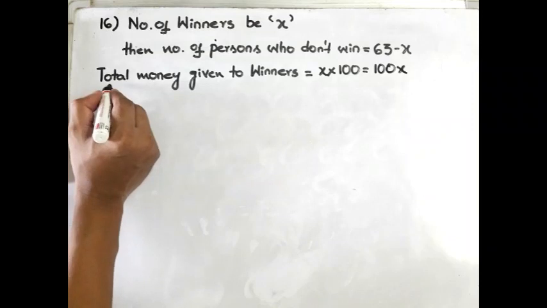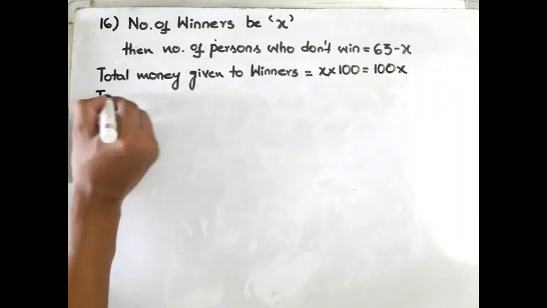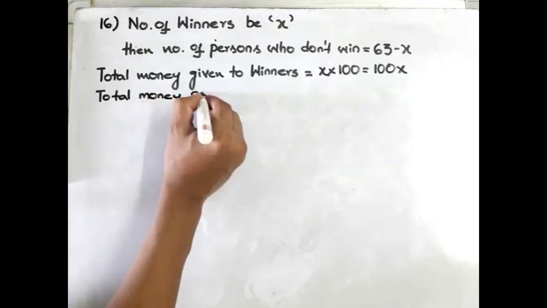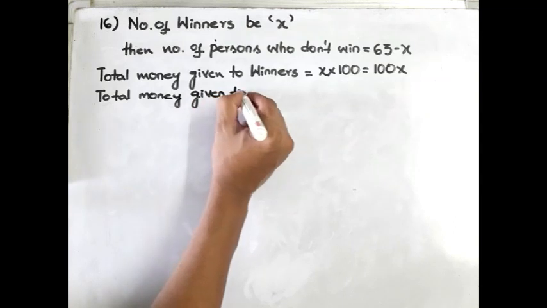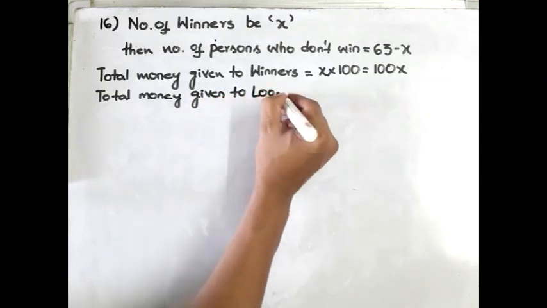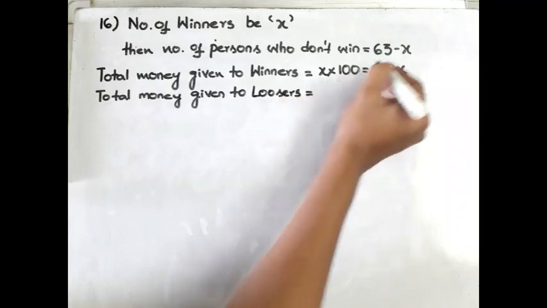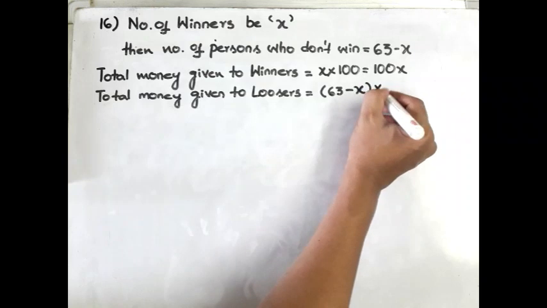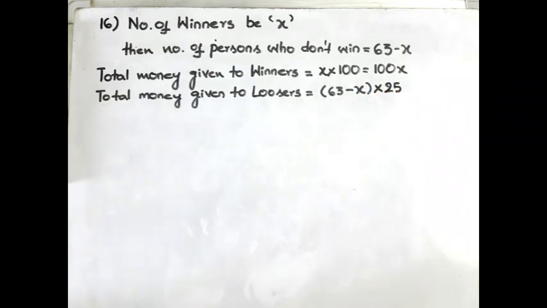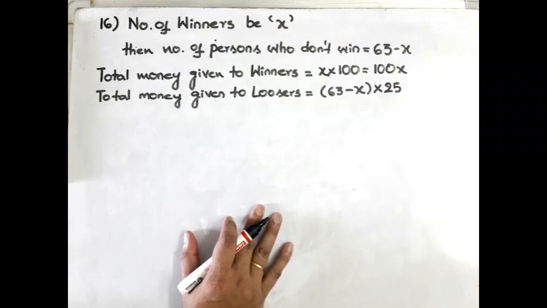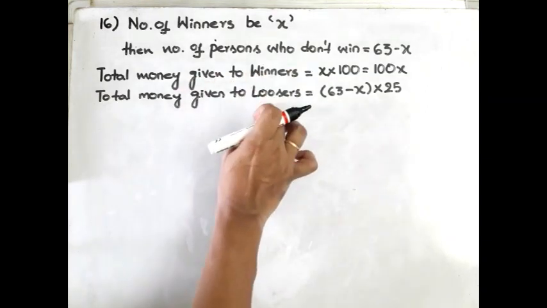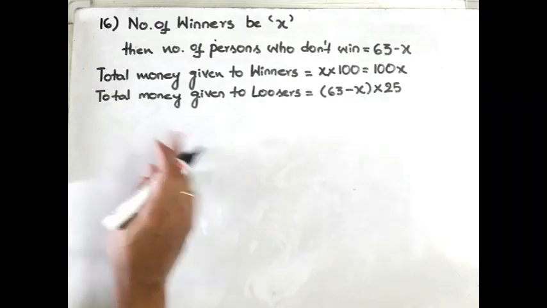Okay, total money. Similarly, total money given to losers is 63 minus x into 25 rupees. For each loser they gave rupees 25. Hence it is 63 minus x into 25. Now total money of winners plus losers is equal to 3000 they gave.